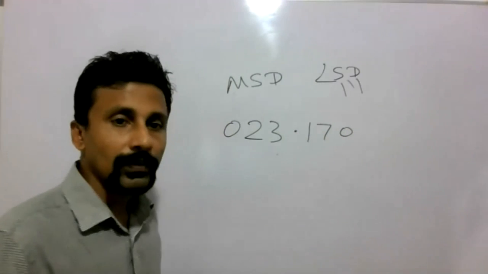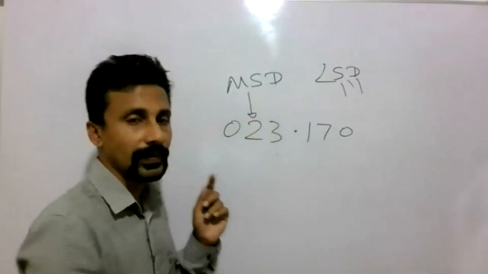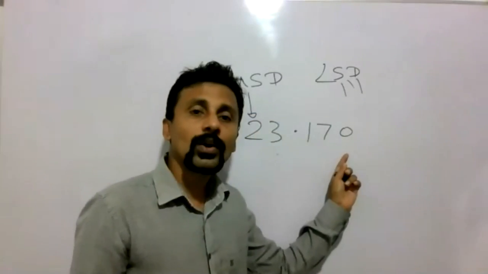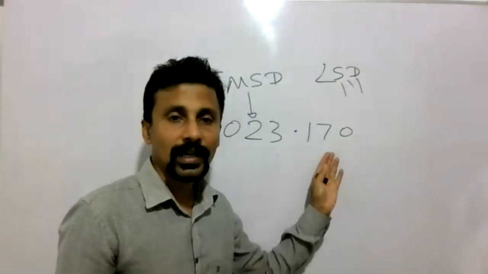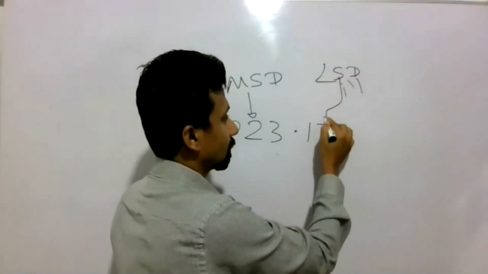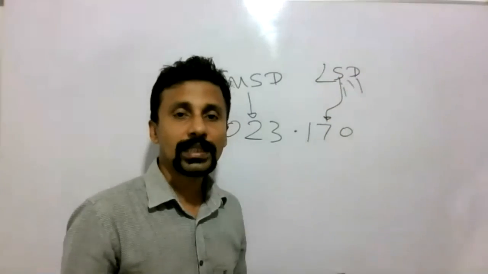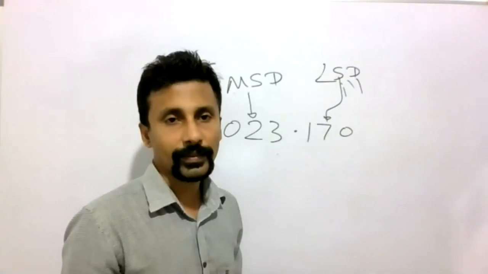If you take a fraction, the non-zero first value is the most significant digit. The non-zero last value, if you get a fraction with decimal places like this, you have to take as the least significant digit. That is, 7 is the least significant value, because even if you put 0, you don't get a value for that, right?